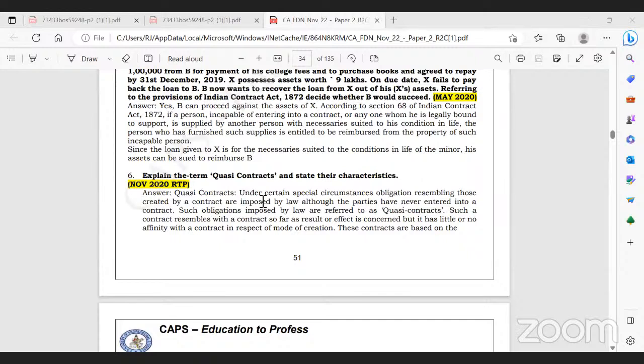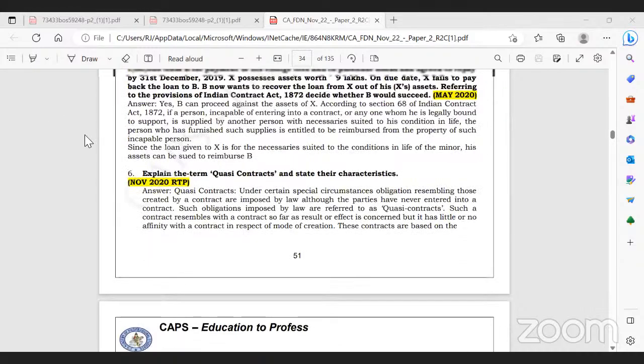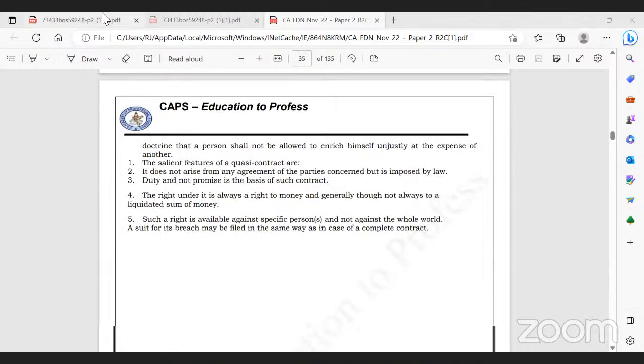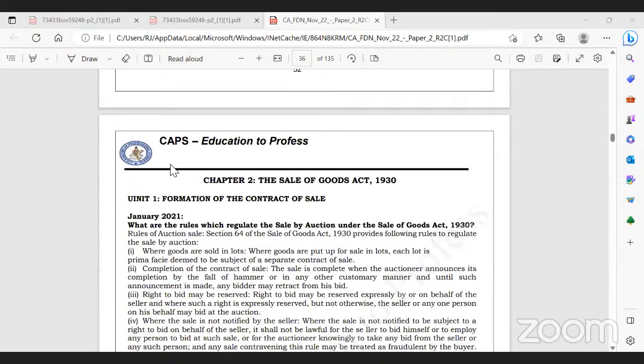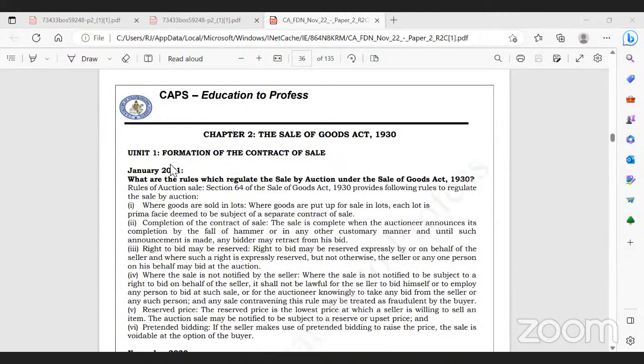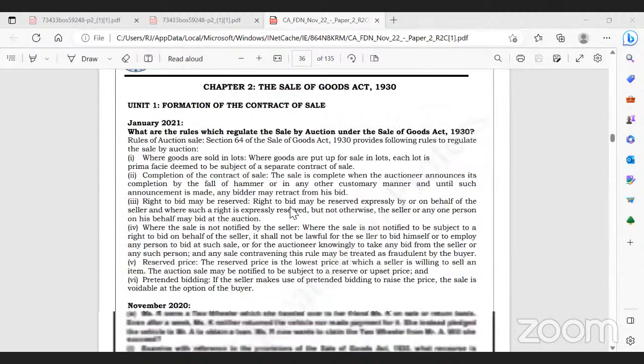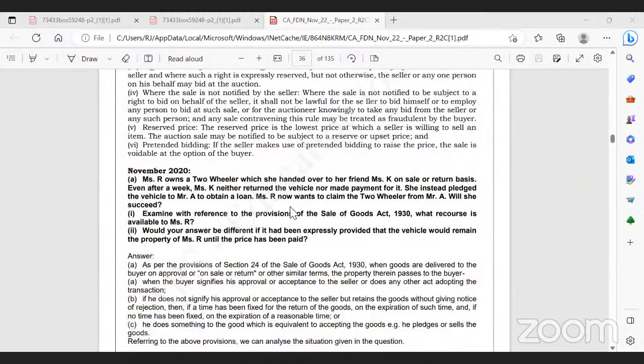So here, remember, not only food and clothing, but also education is considered as a necessity of life. Yeah. The next is chapter 2, the Sale of Goods Act. We'll see. Unit one, formation of the contract of sale. What are the rules which regulate the sale by auction under the Sale of Goods Act 1930? This is again a theory question. Please go through the theory question.